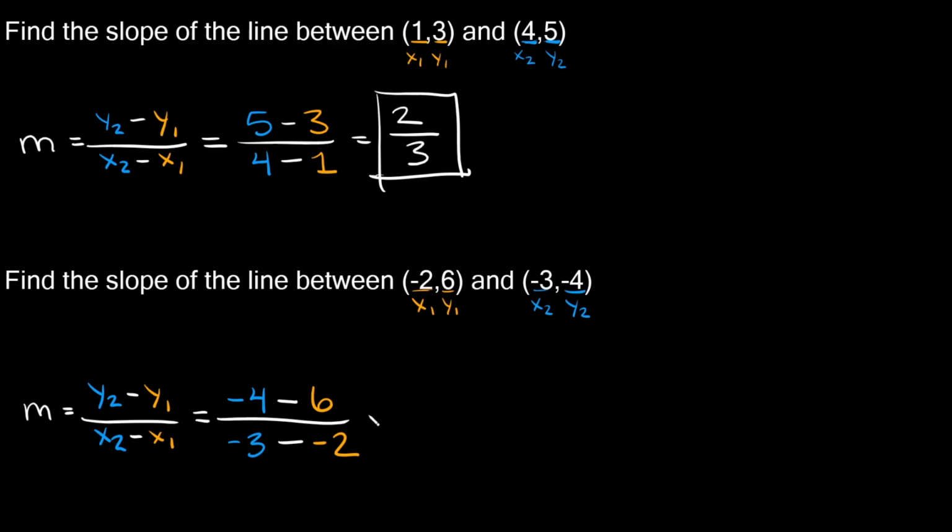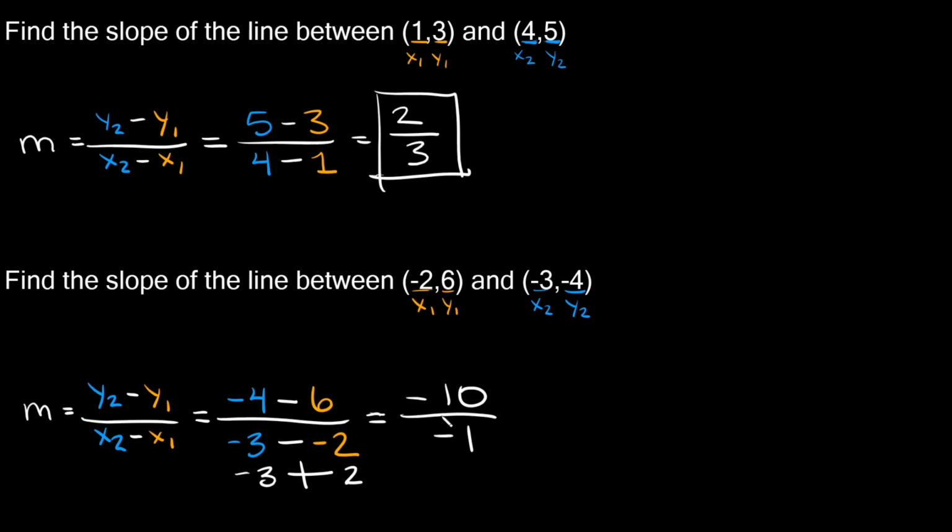Okay, so then the last thing we have to do is simplify this one more time. So negative 4 minus 6 is equal to negative 10. And then that's going to go over negative 3 minus negative 2. Well, this is the same thing as negative 3 plus 2, right? And then negative 3 plus 2 is equal to negative 1. Okay, so down here, this is negative 1.